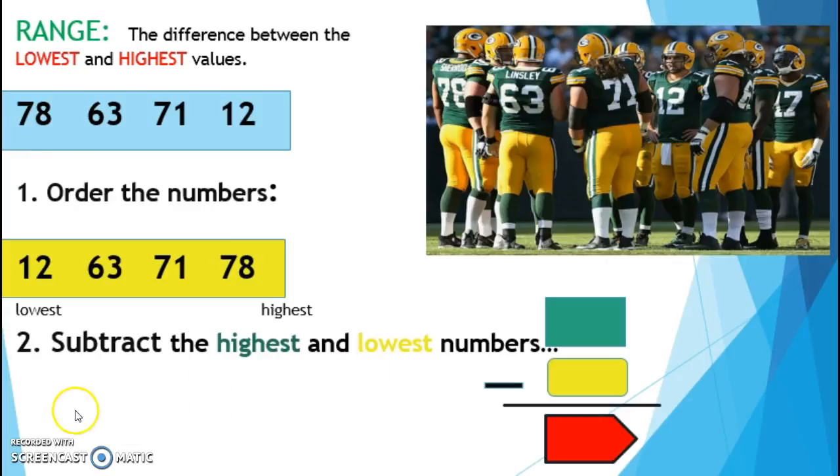Now, with all of these numbers, I want you to take the time right now to find the range. You're going to subtract your highest and your lowest numbers to find the range. Go ahead and do that now. All right, very good. You would have in the green box 78, the yellow box 12, and you would subtract those numbers. And your answer for the range would be 63.